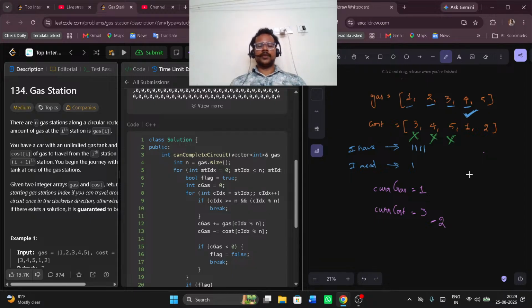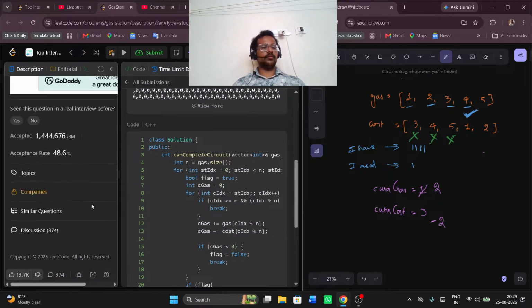Okay, minus 2. Now I have current gas as, let us just take it as 2. Now the current cost will be 2 minus, I'm not getting it like this. Okay, let us just look at the hint. I'm just solving with you.